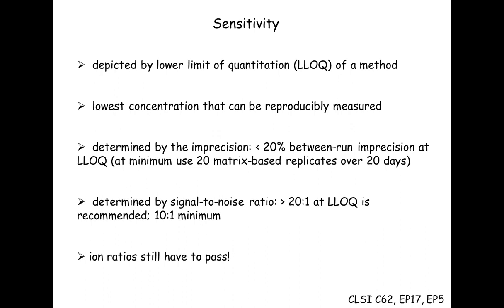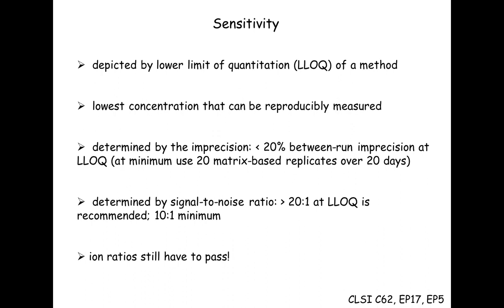Now we're going to talk about sensitivity. The sensitivity of your method is depicted by the lower limit of quantitation, or LLOQ. This is the lowest concentration that can be reproducibly measured. We can determine our sensitivity by imprecision, with the acceptability criteria of being less than 20% CV. This is based on using 20 matrix matched replicates over 20 days.